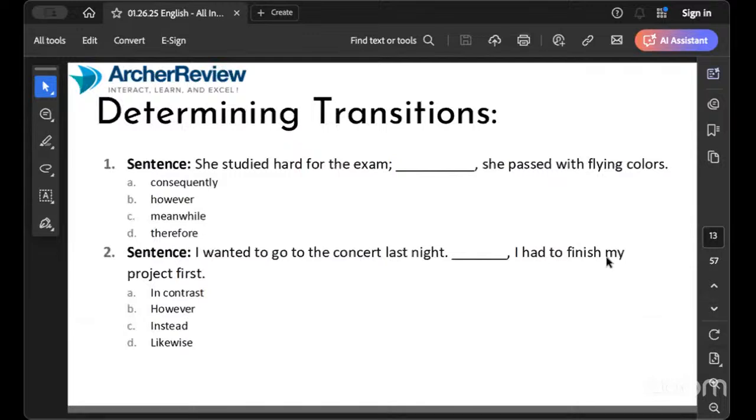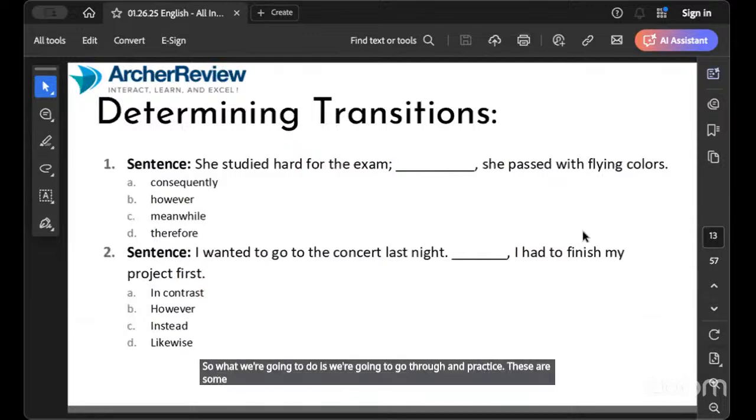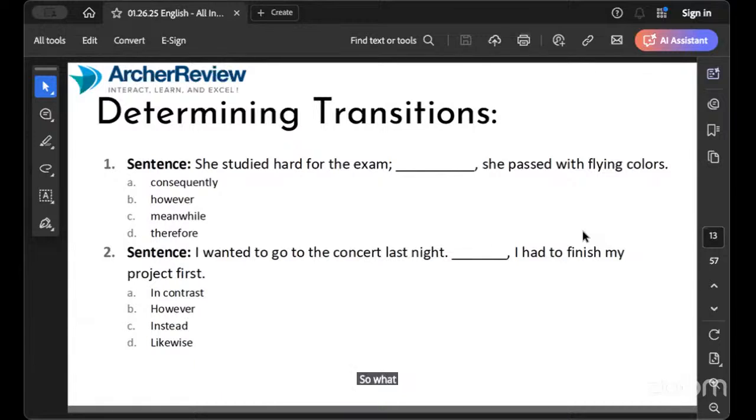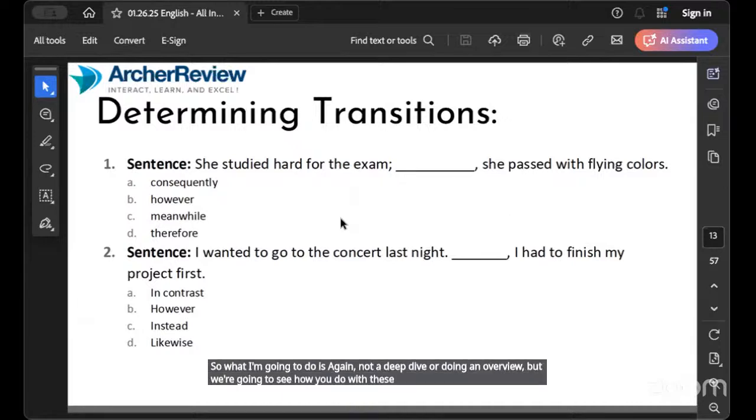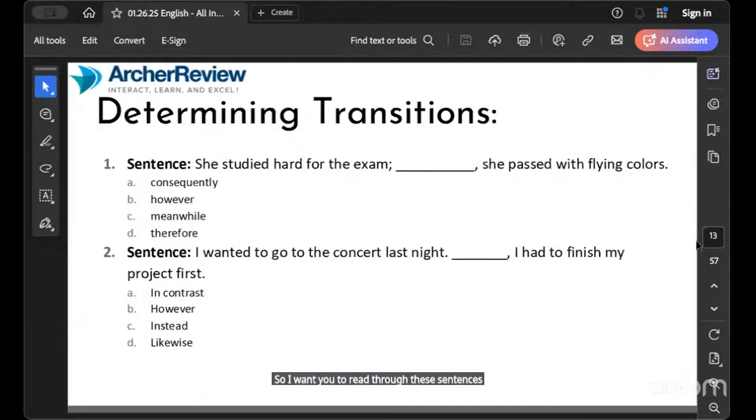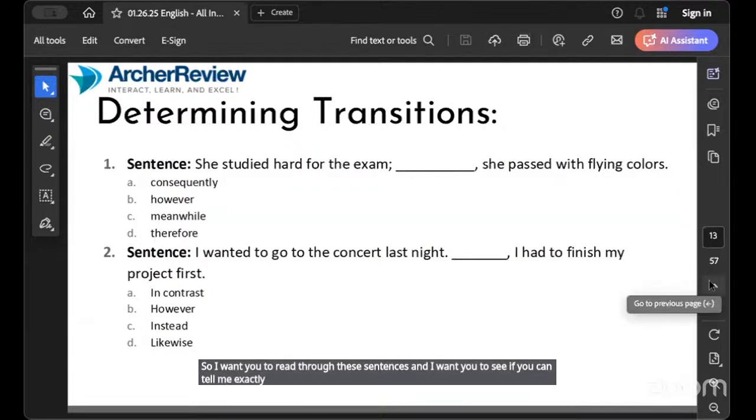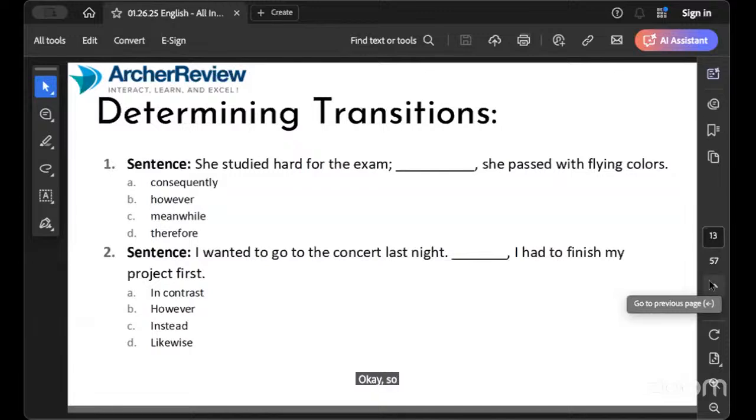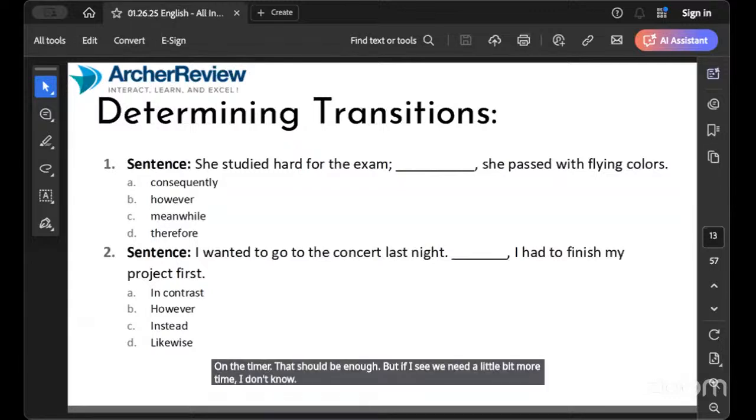So what we're going to do is go through and practice. These are some like what you might see on your exam. Again, not a deep dive or an overview, but we're going to see how you do with these so we know if this is something you need to come back to at a later time. I want you to read through these sentences and tell me exactly which would be the best transition to use based on what's being told and illustrated within that sentence. I'm going to put about a minute on the timer, and if we need a little more time, we'll add it on. All right, ready? And go.